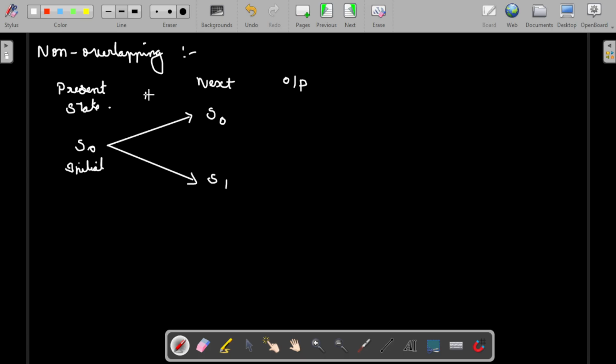Here the input will be given: input 0 and input 1. When the input is 1, this state is considered as state 1. The output will be 0, because only when the sequence is detected will the output be 1.